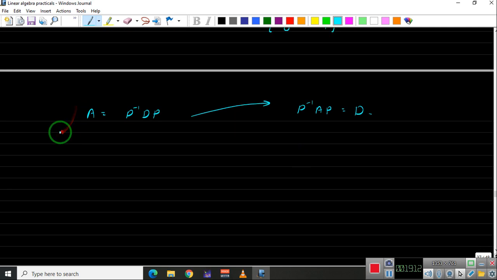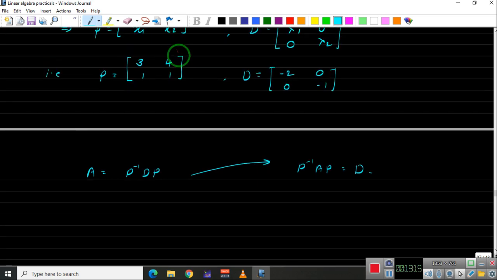For example, what is P inverse? You should know how to find the inverse of this matrix P. We need P inverse, so check what is P inverse. Then multiply P inverse, this diagonal matrix D and P, and check whether you are getting A. Or secondly, you multiply P inverse, A and P, and check whether you are getting this diagonal matrix. Okay, and this is the procedure.